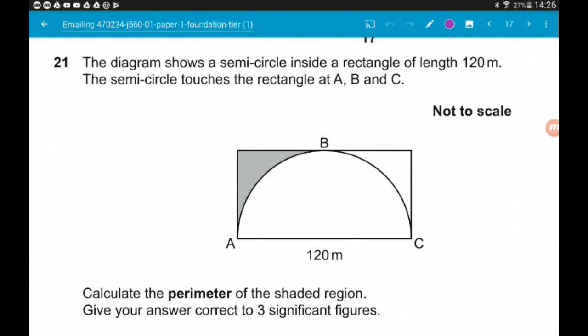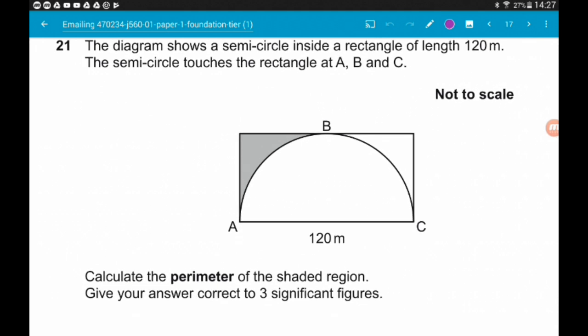We've got a semicircle inside of a rectangle of length 120 meters. The semicircle touches the rectangle at A, B and C. We want to work out the perimeter of the shaded area, giving our answer to 3 significant figures. So, at first, it might seem like we don't have enough information. What's the height of this rectangle?